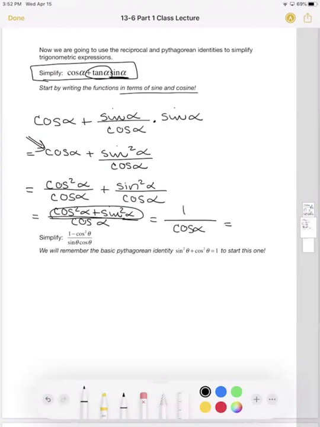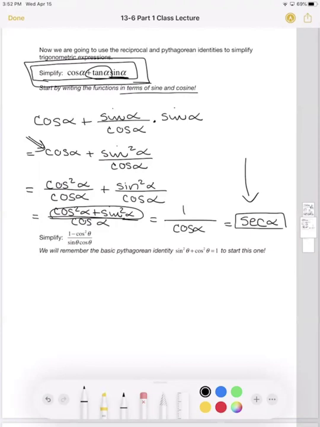Now, how can I write the cosine of alpha without having a fraction? Well, 1 over the cosine is equal to the secant. So my final answer is the secant of alpha. And I took this complicated expression and rewrote it simply as the secant of alpha, using trig identities and just using basic algebra skills along the way, finding common denominators.